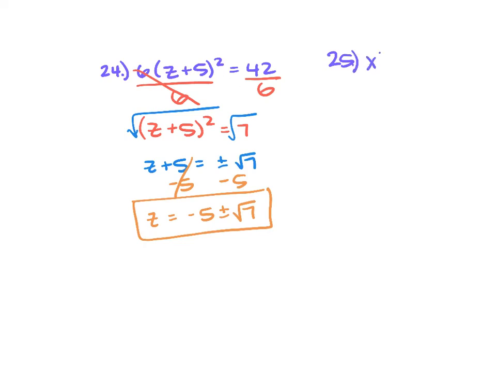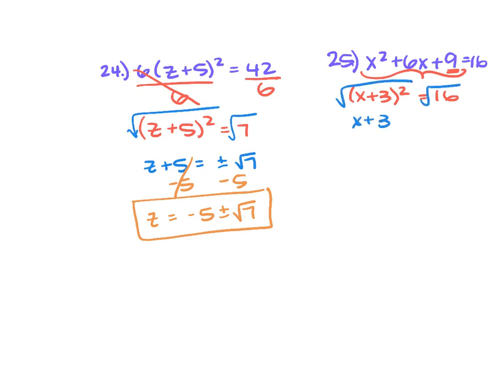For 25, we have x squared plus 6x plus 9 is equal to 16. We need to factor this x squared plus 6x plus 9. Your factors of 9 that add up to be 6 are 3 and 3. So this is going to be x plus 3 squared is equal to 16. We take the square root of both sides. So we have x plus 3 is equal to plus or minus 4. This is going to separate to be x plus 3 is equal to -4, as well as x plus 3 is equal to +4. We move the 3 over by subtracting it from each side. And we get that x is equal to -7 and x is equal to 1.